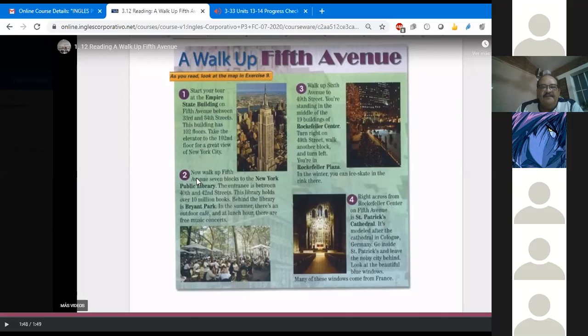The second one says, now walk up Fifth Avenue, 7 blocks to the New York Public Library, okay? The entrance is between 40th and 42nd Street. This library holds over 10 million books. Behind the library is Bryant Park. In the summer, there is an outdoor cafe. And at lunch hour, there are free music concerts. Okay, casi igual que en el Central Park.